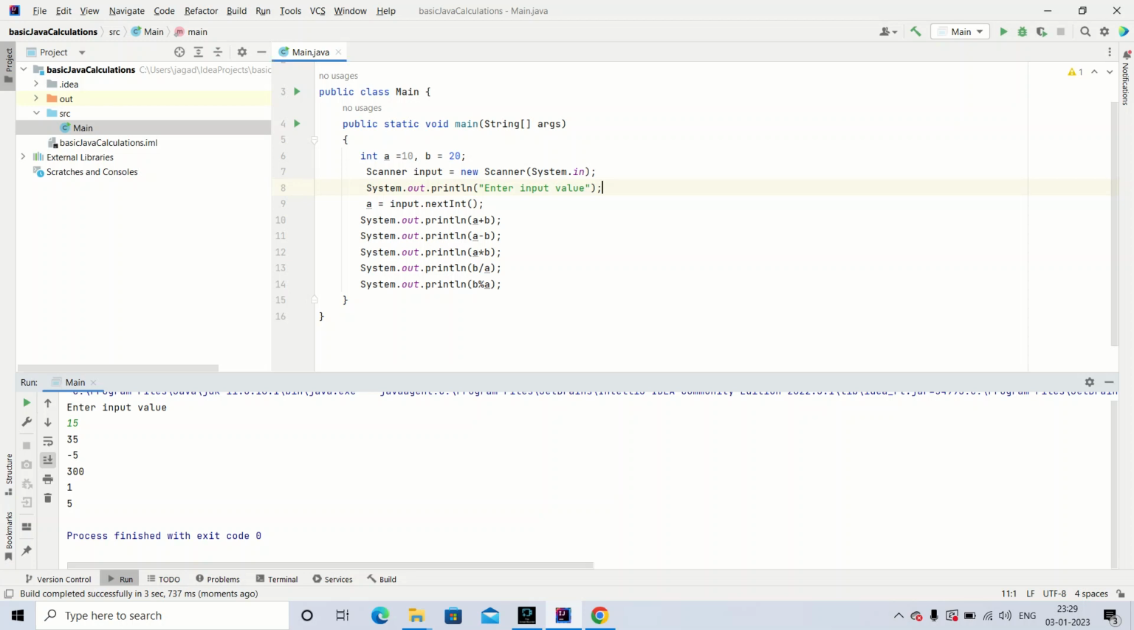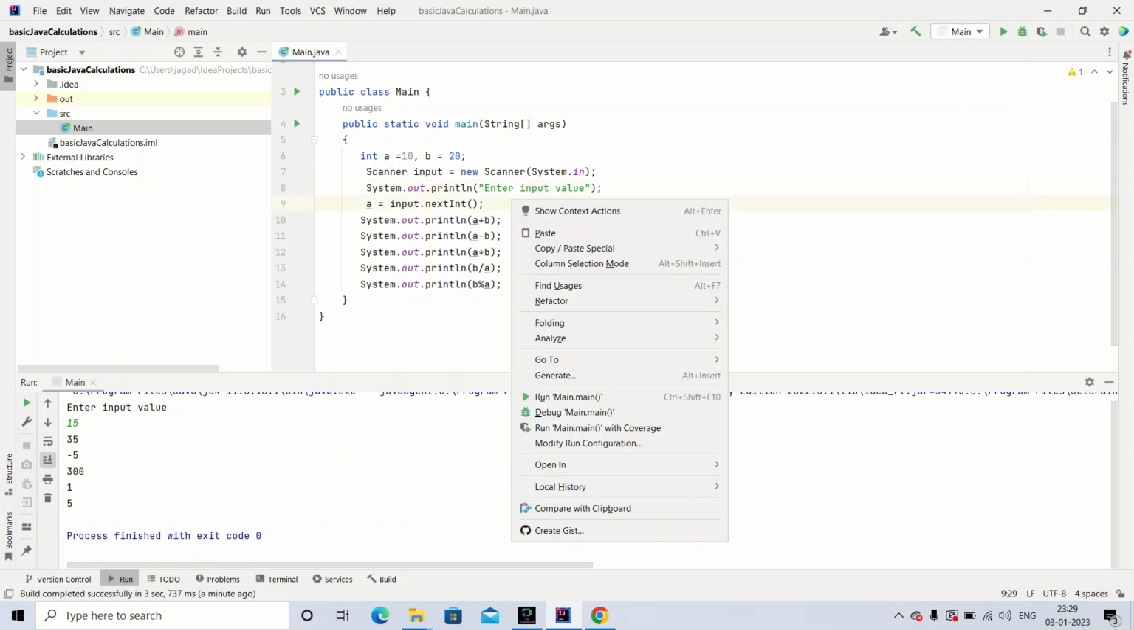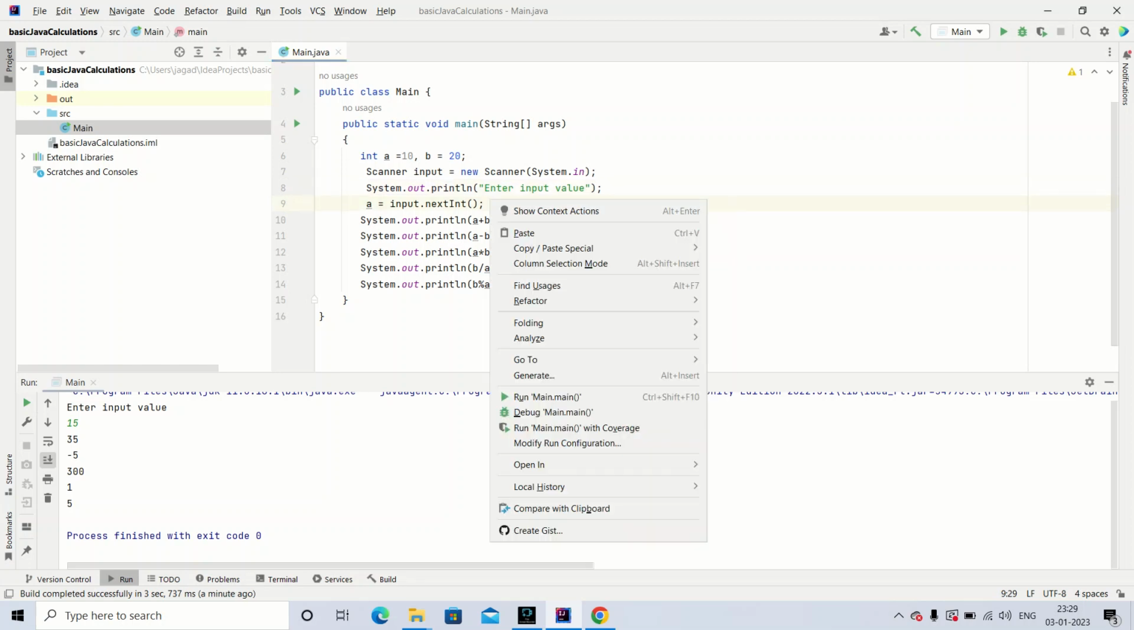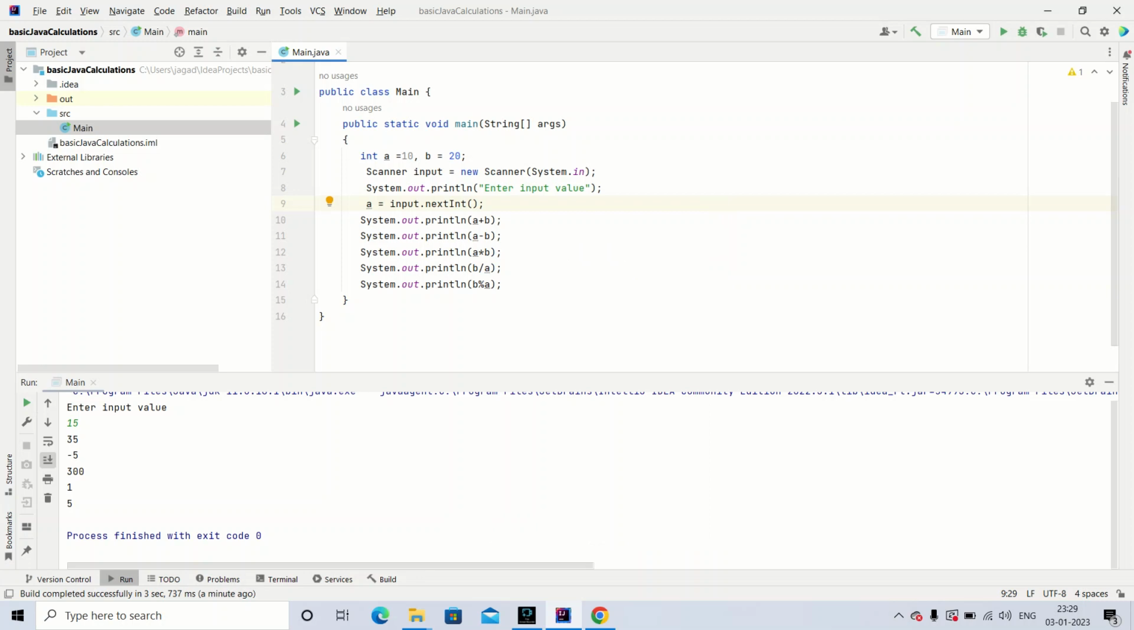Okay. So this is how you can do addition or multiplication for plenty of numbers. So these are simple calculation programs in Java.